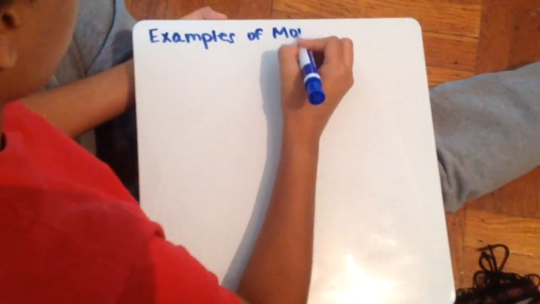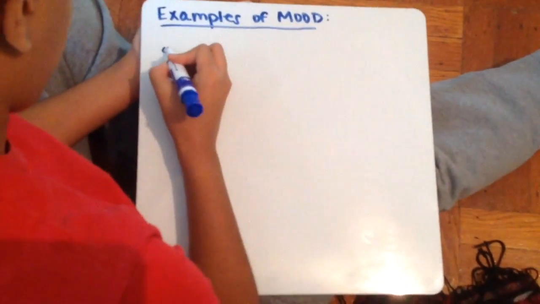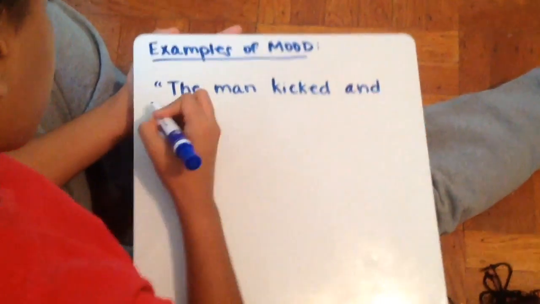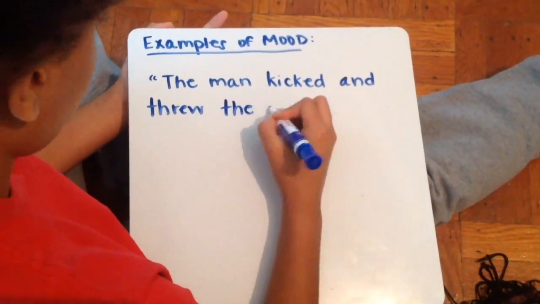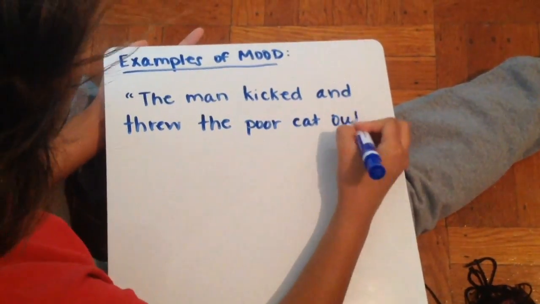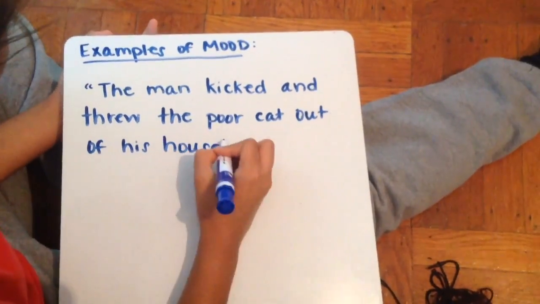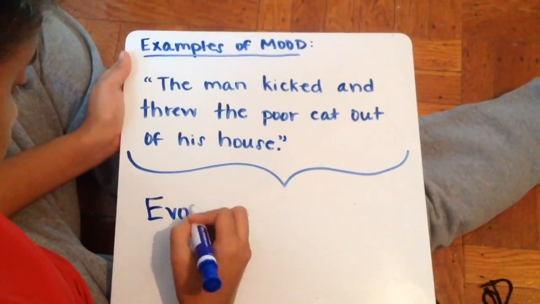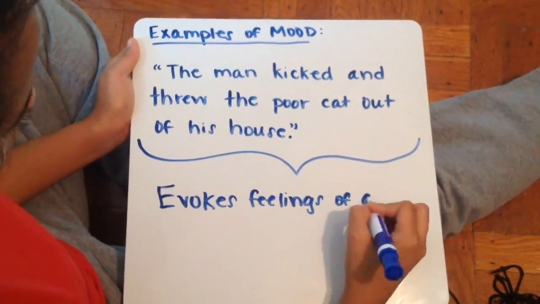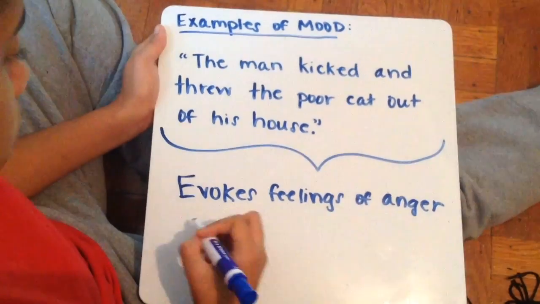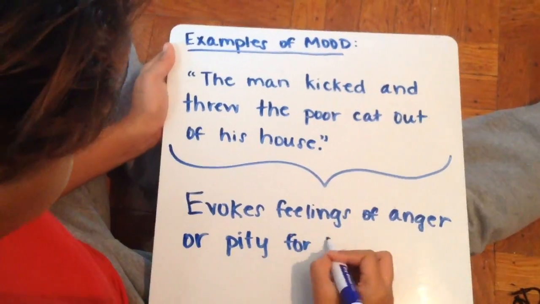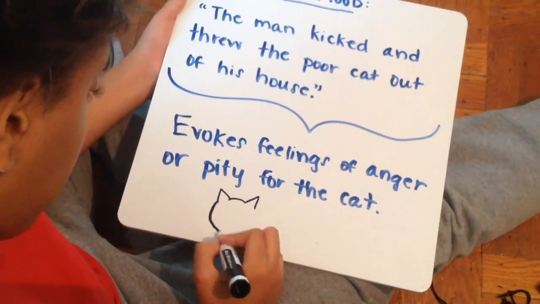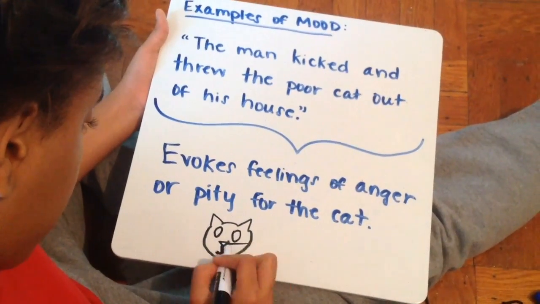Here is another example of mood. The sentence states, "The man kicked and threw the poor cat out of his house." Now, this sentence is an example of mood. Therefore, it evokes a certain emotion from the audience. In this case, it evokes feelings of anger or pity for the cat.